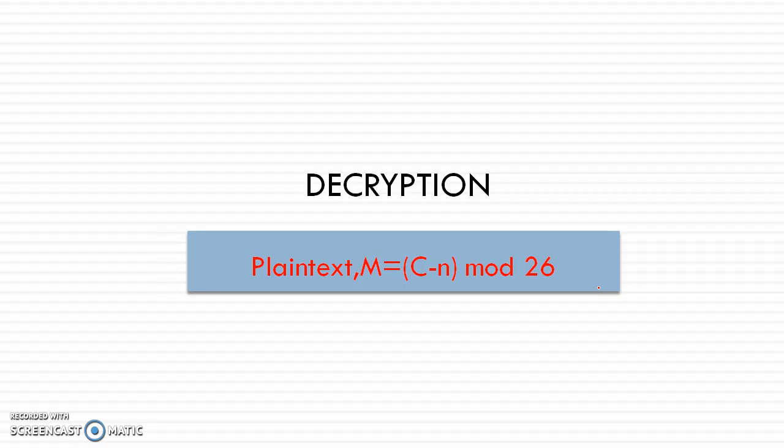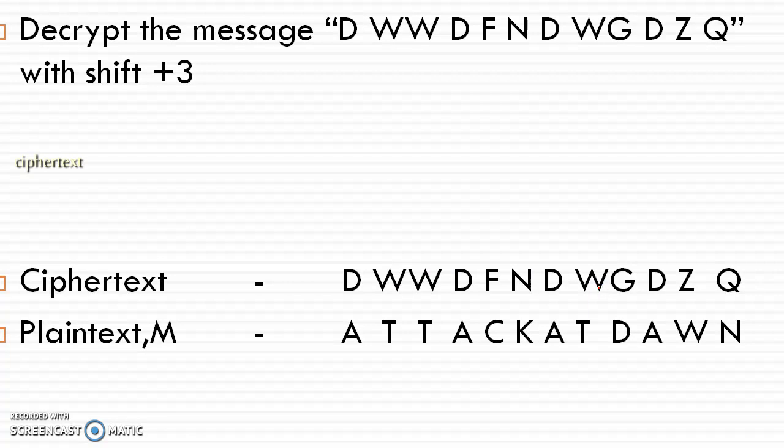What decryption means is that we have to obtain your original plain text from the ciphertext. So the plain text or the original message M is obtained as C minus N mod 26, where C is the ciphertext, N is the number of places to be shifted, and M is the plain text message. In decryption, the original plain text is obtained as M equals C minus N mod 26.